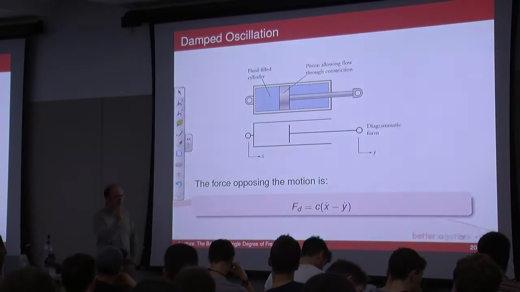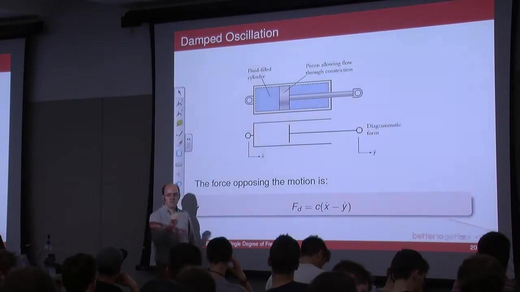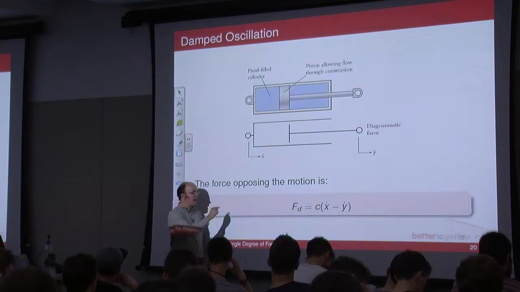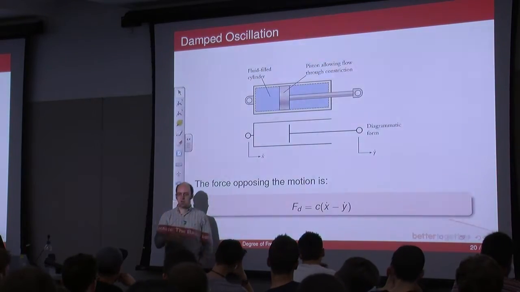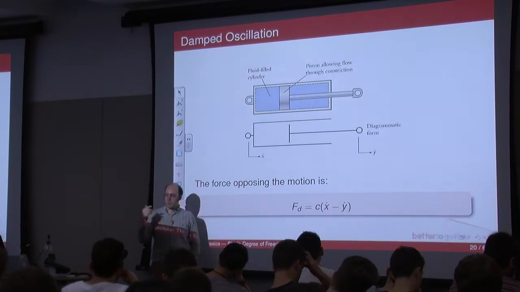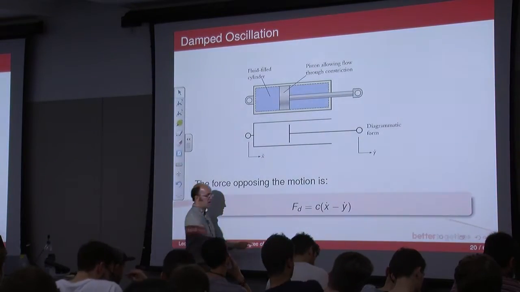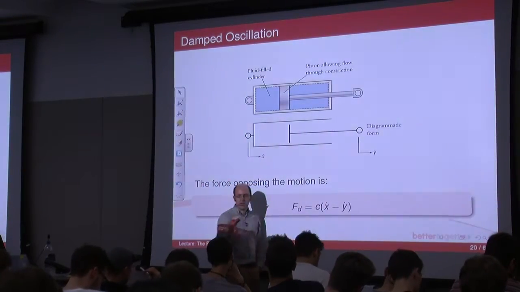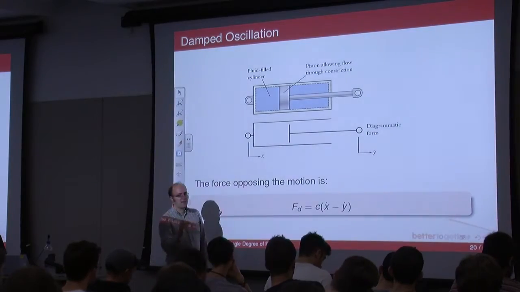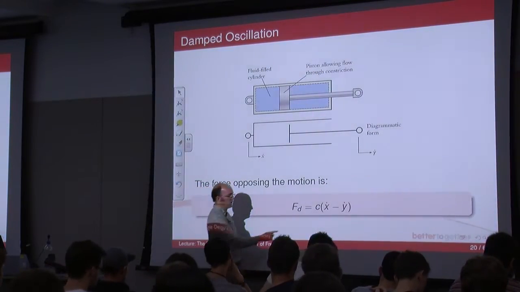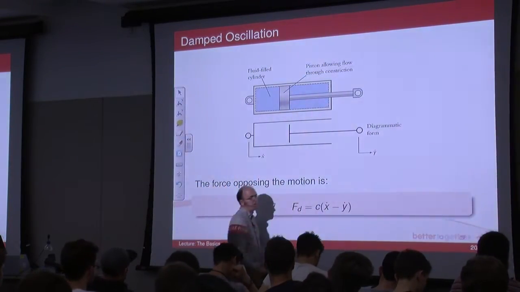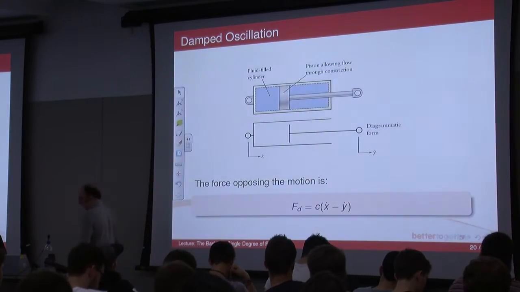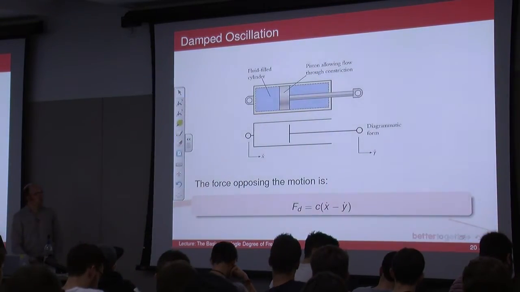So the force opposing the motion, this is really important. The same with springs: spring force and damping force will always oppose motion. It will be opposite to the way the thing wants to move. So the damping force is C, our damping constant, which is a characteristic of the damper, times the relative velocity of x and y, x dot minus y dot.